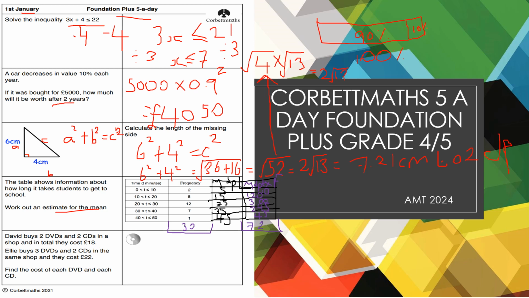So the estimate of the mean is going to use the midpoint times frequency column. I'll just put estimate for the mean. So EM, the estimate of the mean, is the sum of the midpoint times frequency column, all divided by the frequency. So it's going to be 720 divided by 30. That will give you the answer of 24, because that's the same as doing 72 divided by 3, which gives you the answer of 24.